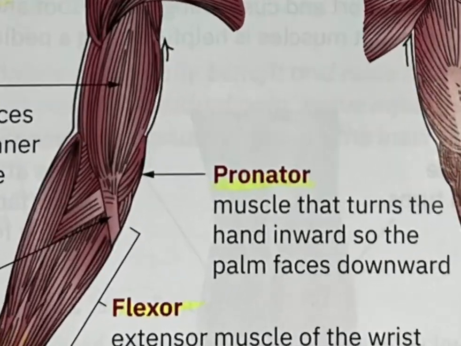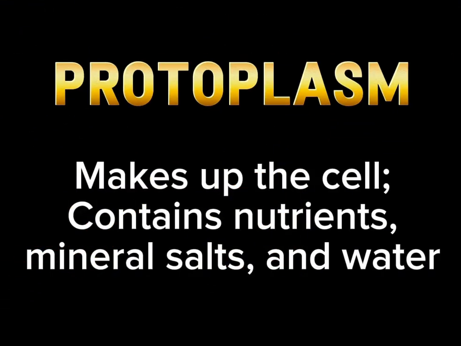Pronator, muscles that turn the hand inward so the palm faces downward. Protoplasm, makes up a cell, contains nutrients, mineral salts, and water.